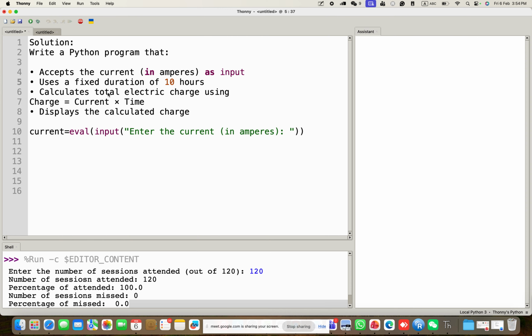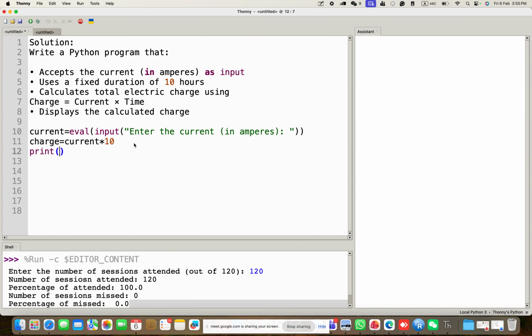Yes. Okay. So Doctor, now you write charge equal. Yeah. No. We still need to use the fixed duration of 10 hours. So write charge equal current times 10, because it's a fixed time, isn't it? Right? And that gives you the total formula, the total charge, right? And then display the charge. That's it, right? Print charge.